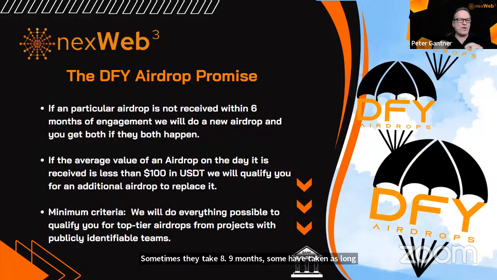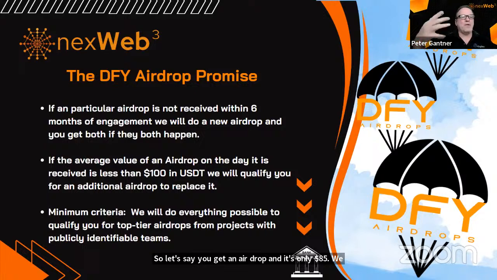If you do not receive your airdrop 6 months from the last day of the month that it was done in, we will do another airdrop for you. And if you get that one 3 months later, you just got an extra airdrop, more digital assets for the same amount of money. All right, so if the average value of an airdrop on the day it is received is less than $100, so let's say you get an airdrop and it's only $85, we will replace that with another airdrop to make sure that the combined airdrops are over $100. And if that next airdrop is $800 or $900, you just got the extra benefit.